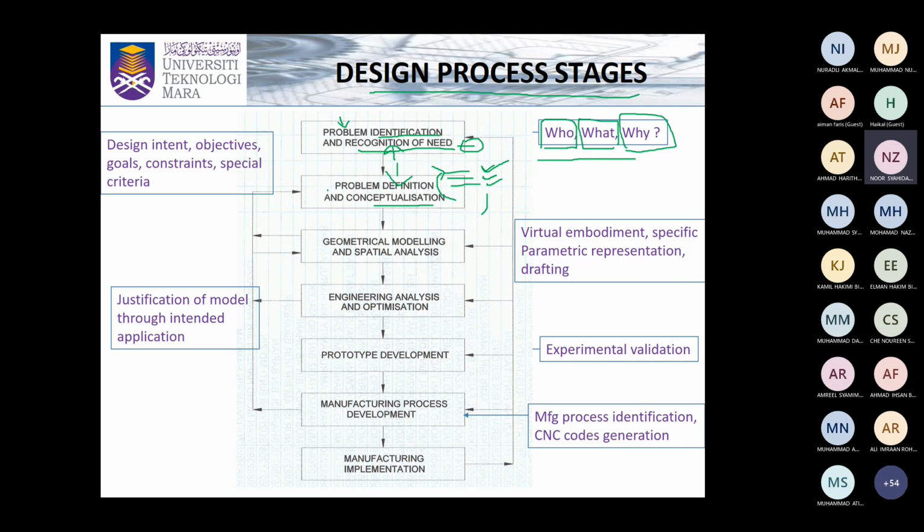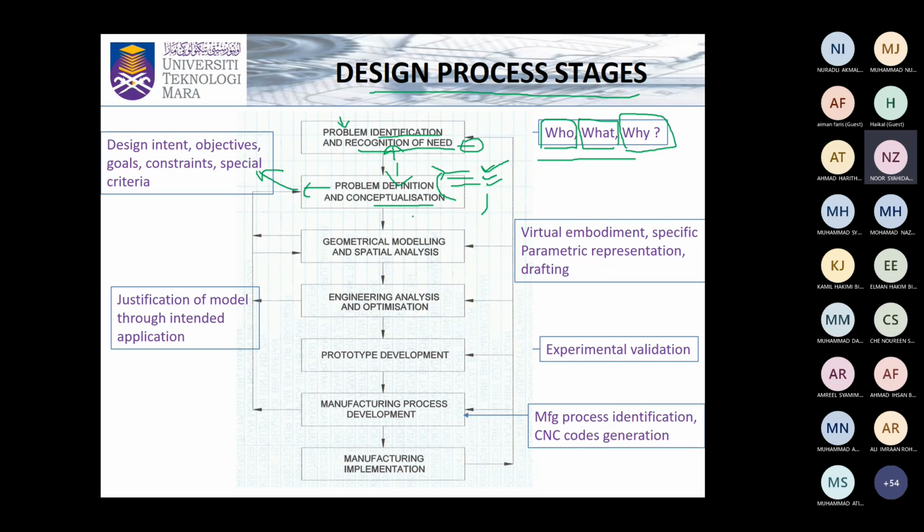Over here, when you're discussing all these things, it will lead you into coming up with the intention for design and the objectives. Once the objectives are there, you need to also state the constraints or special criteria. So not everything you suggest can be done. There will be a limitation, so those things have to be listed out. And then we go into geometric modeling.